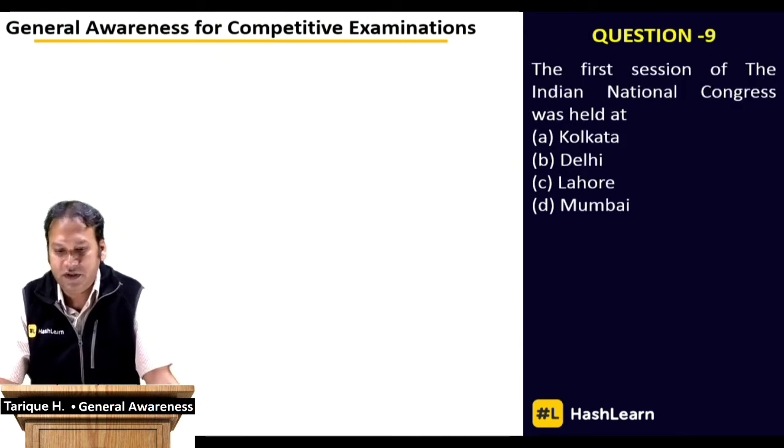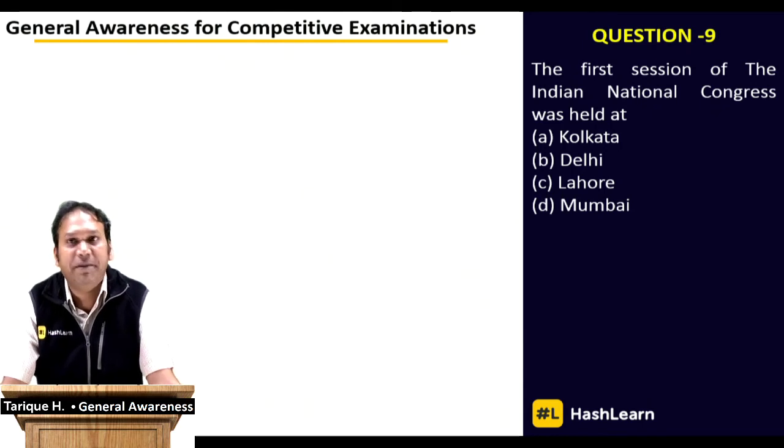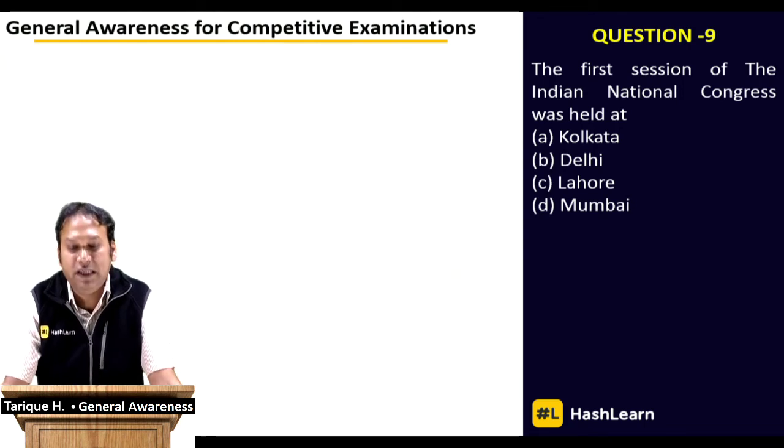The first session, again a very important question, has come in exams a number of times. The first session of the Indian National Congress was held at which of the following places? The four options in front of you: Kolkata, Delhi, Lahore, and Mumbai. The first session of the Indian National Congress was held at which of the following places? Look at the options here. Question number 9. Is it A, Kolkata? Is it B, Delhi? Is it C, Lahore?